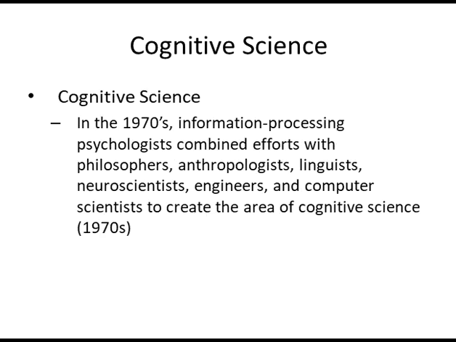So, in the 1970s, information processing psychologists combined efforts with philosophers, anthropologists, linguists, neuroscientists, engineers, and computer scientists to create the area of cognitive science. We'll end there for now.